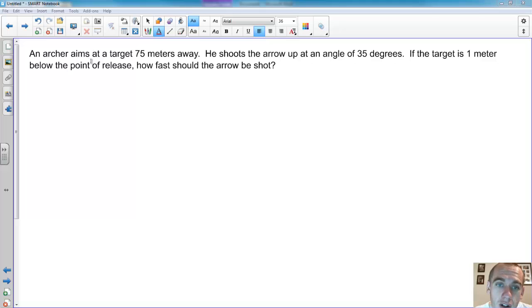It says an archer aims at a target 75 meters away. He shoots the arrow up at an angle of 35 degrees. If the target is 1 meter below the point of release, how fast should the arrow be shot?